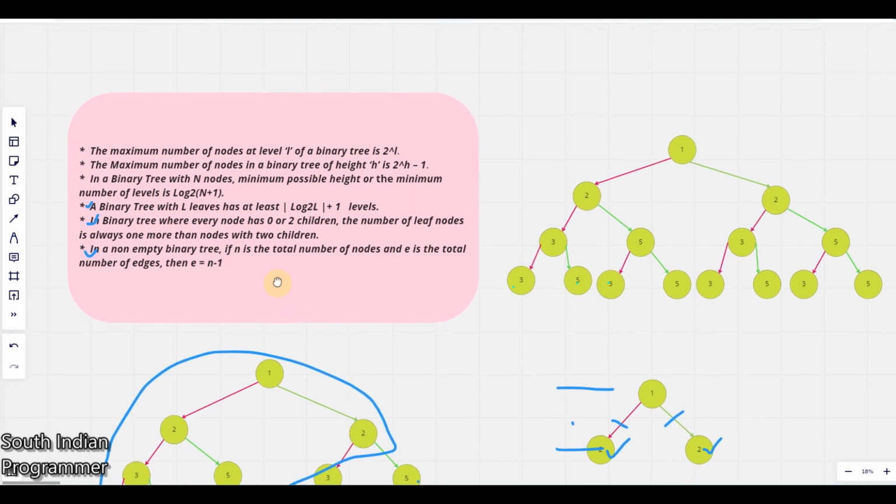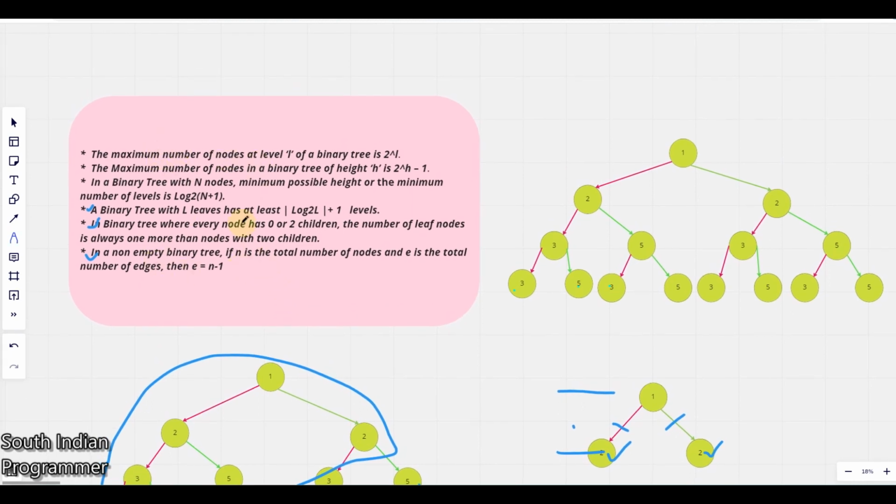So I hope you understood all these properties, and we'll see the implementations of these binary trees in the next video.